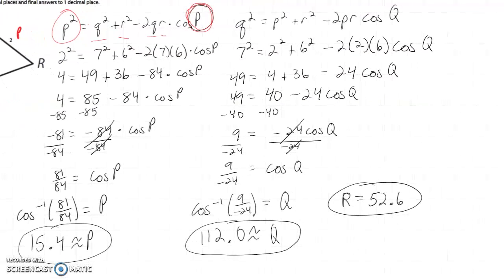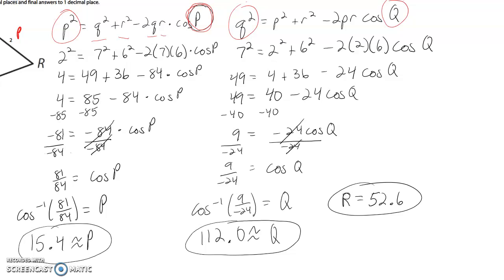So here is Q squared. Here's how to find angle Q. Okay, there's Q and there's Q. I substitute, I simplify, I solve. I got Q to be 112 degrees.